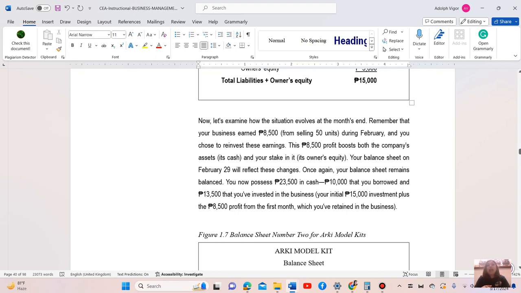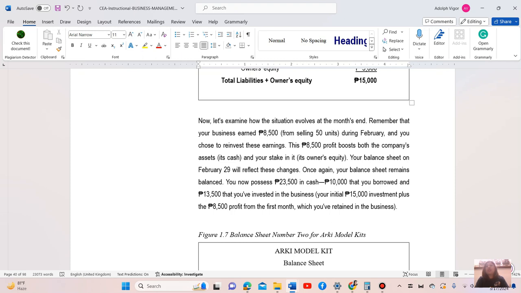Now, let's examine how the situation evolves at the month's end. Remember that your business earned 8,500 from selling 50 units during February, from your income statement, class. And you choose to reinvest these earnings. This 8,500 profit increases both the company's assets, its cash, and your stake in it, its owner's equity. Your balance sheet on February 29 will reflect these changes. Once again, your balance sheet remains balanced.